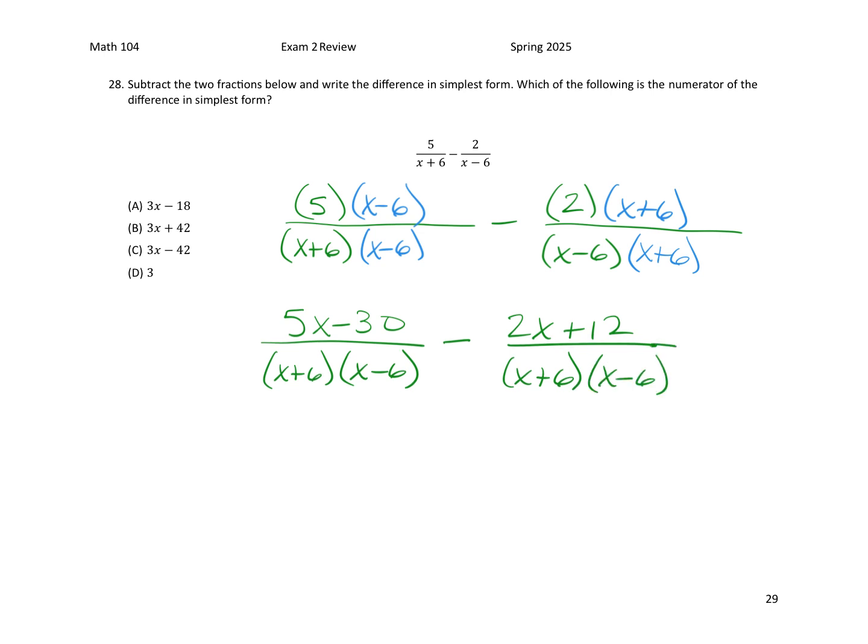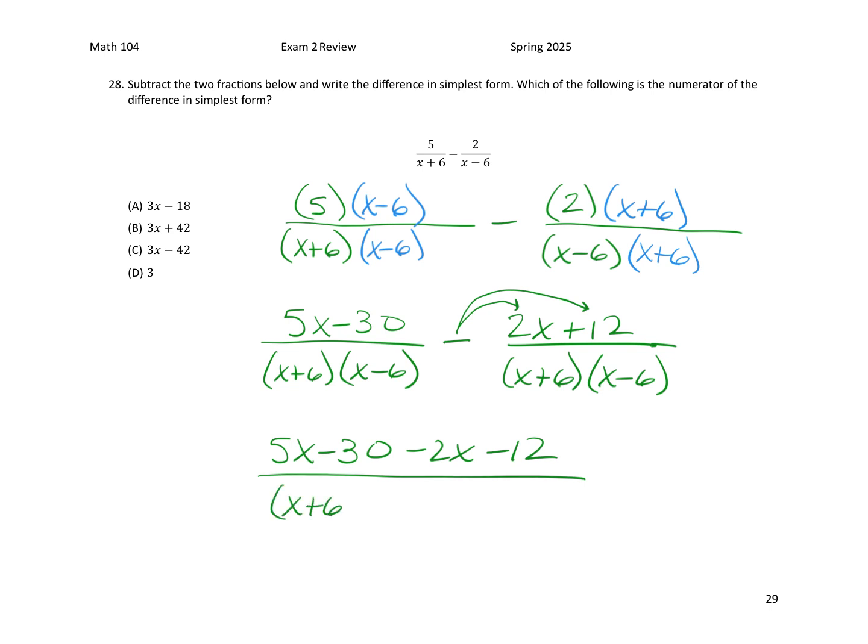And then to subtract, I have to remember to distribute this negative sign to both terms of that second fraction. So I'm going to have 5x minus 30 minus 2x minus 12 over the common denominator, x plus 6, x minus 6. So when I simplify, I get 3x minus 42 over the common denominator, x plus 6, x minus 6. And this question only asked for the numerator, which is 3x minus 42, option C.